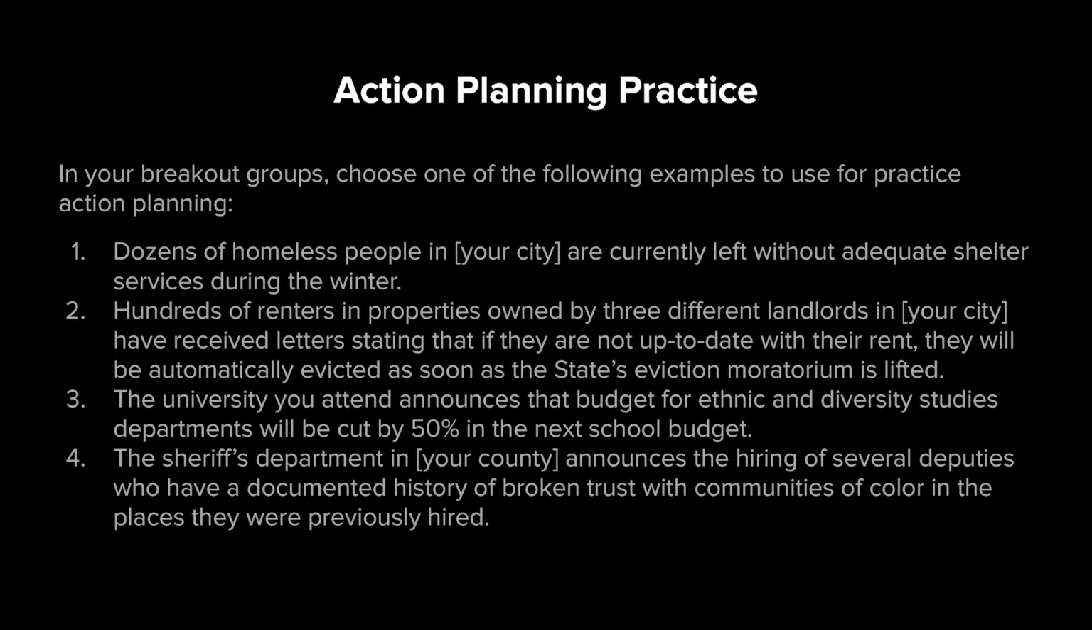So first, scenario number one. Dozens of homeless people, we're going to go with Spokane, are currently left without adequate shelter services during the winter. That's a scenario. Second one, hundreds of renters in properties owned by 3 different landlords in Spokane have received letters saying that if they're not up to date with their rent, they will automatically be evicted as soon as the state's eviction moratorium is lifted. Kind of relevant right now. I've looked at something pretty similar currently happening.